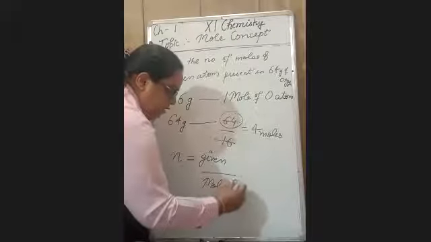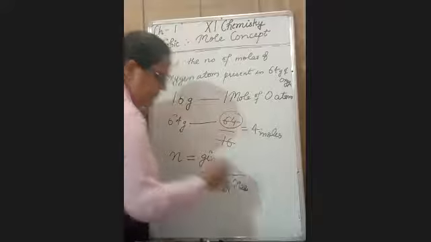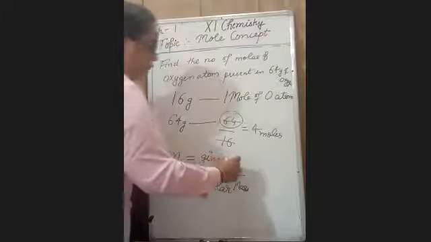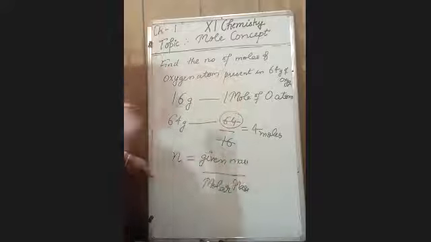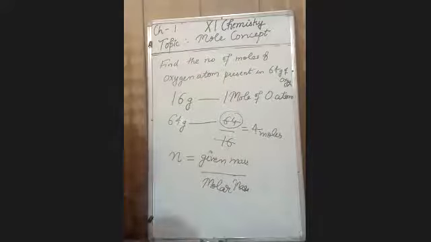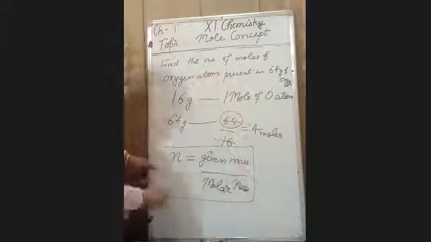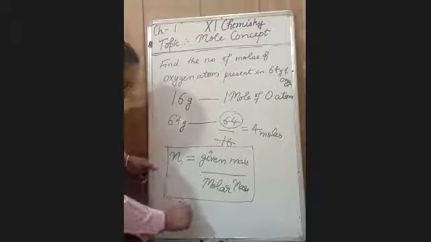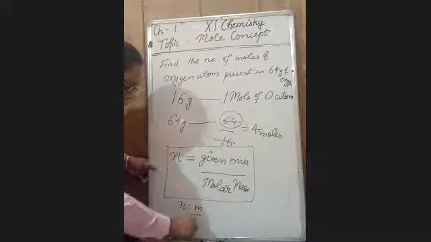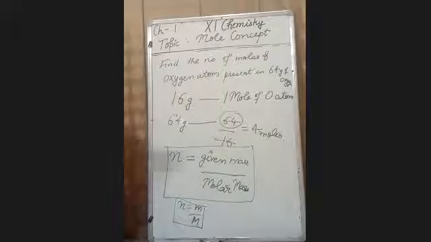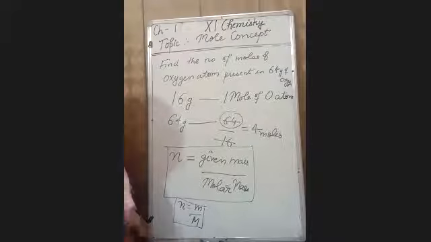Like the molar mass of oxygen atom is 16, the molar mass of hydrogen atom is 1.008, the molar mass of carbon is 12. So first, for calculation of number of moles, N is equal to given mass over molar mass. You know this formula because in class 9 this same topic is there. Fine. It is a simple question.